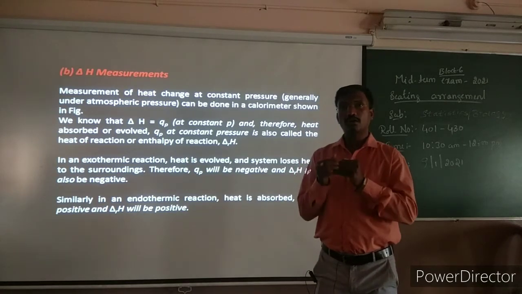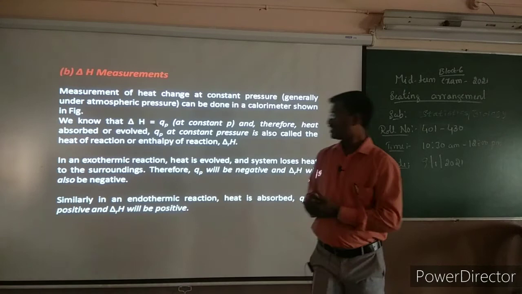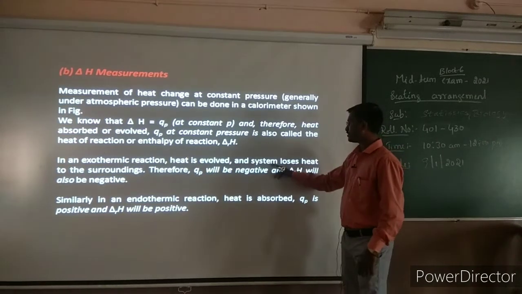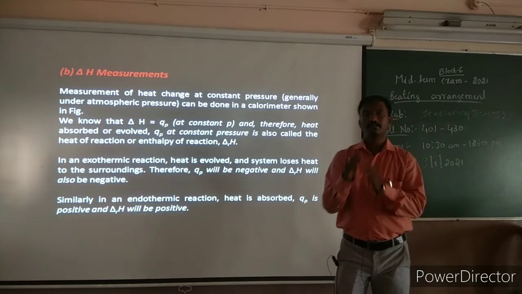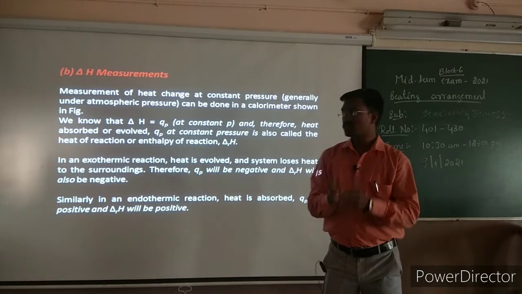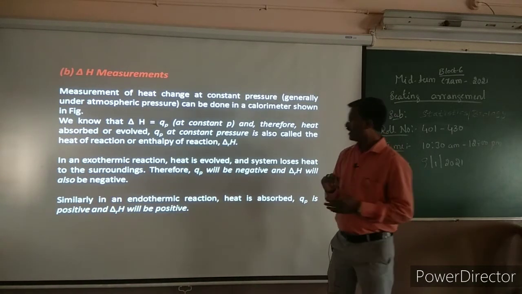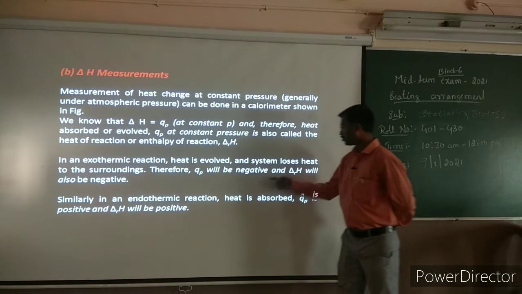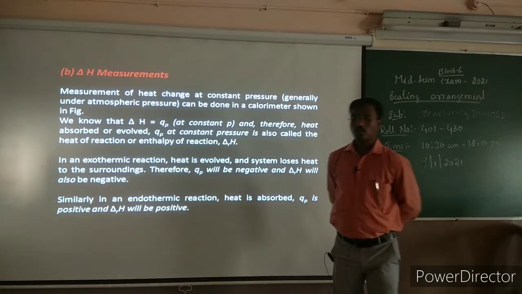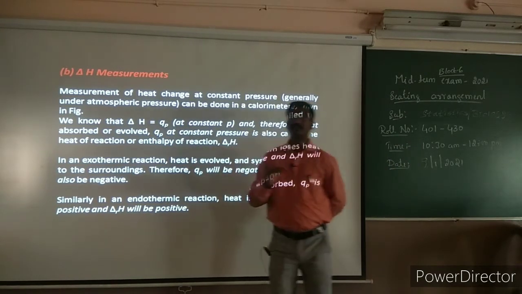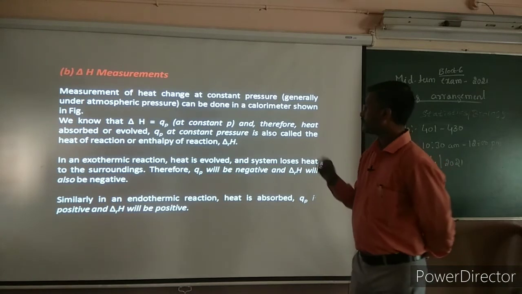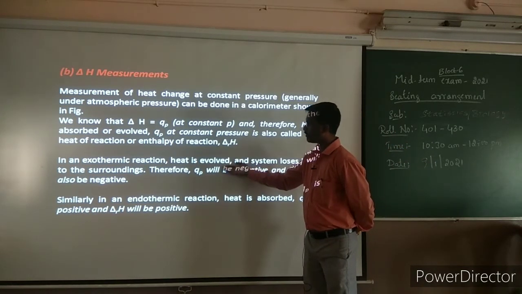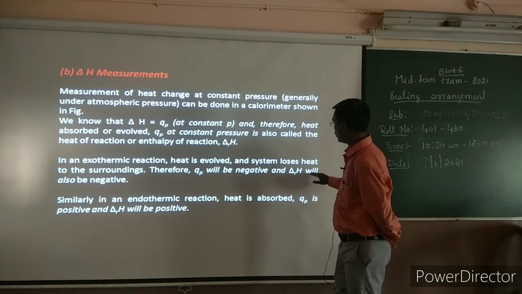In the reaction, heat may be absorbed or heat may be liberated. If the reaction is exothermic, heat is going to evolve, it is lost by the system to the surroundings, the system is donating heat to the surroundings. Then it is called an exothermic reaction. Heat is lost, so delta H is negative, meaning Qp, the heat change at constant pressure, is negative, and delta H is also negative. Qp and delta H are the same: if heat is absorbed, enthalpy is positive; if heat is liberated, enthalpy is negative. So if the reaction is exothermic, Qp is negative and obviously delta H is also negative.